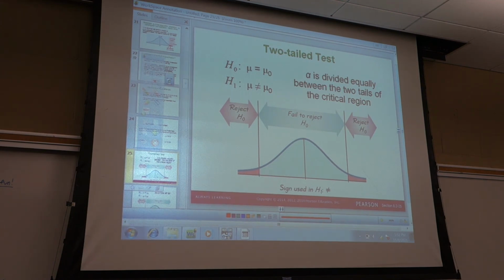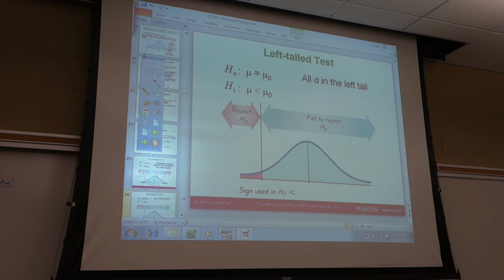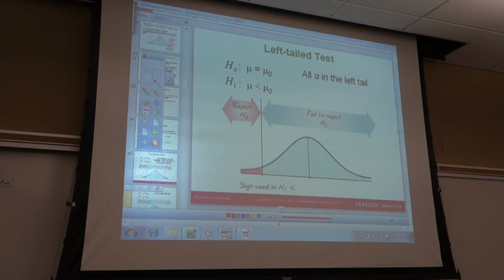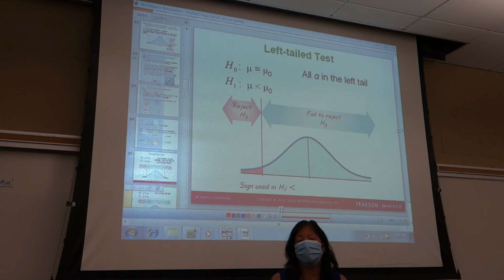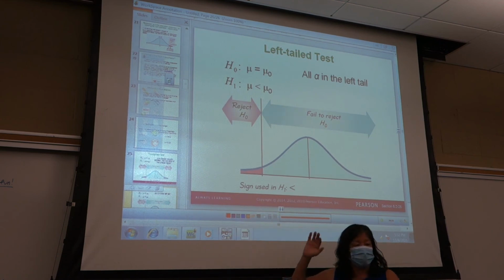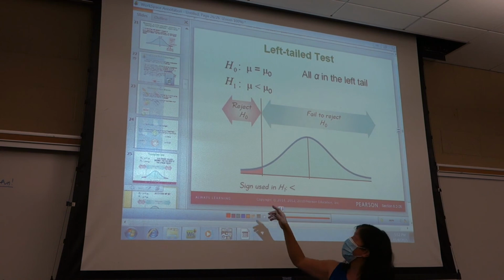And then we have left-tailed test, where all the alpha is in the left tail. It's not split up, it's all in the left tail. So that's why it makes a difference. Your critical values are going to be different between one-tailed and two-tailed, because with two-tailed, you're splitting your alpha in half in each tail. Whereas with one-tailed, it's all in one tail. So it's going to change the critical values.